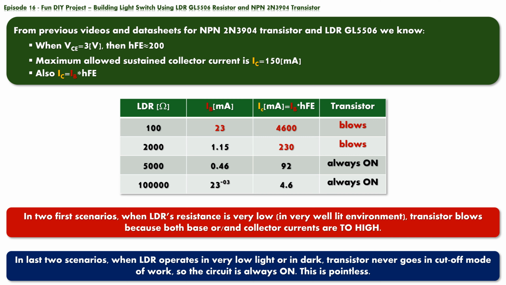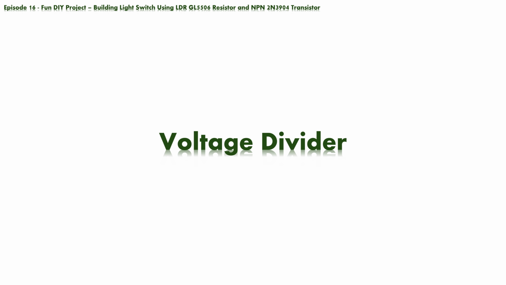In next two cases, when LDR is lit, or in dark, both base and collector current are within safe limits, but this is also a problem. In both modes of work, light or dark, LDR provides enough base current to drive transistor out of cutoff mode of work. So, our transistor is always active, no matter if LDR is in light or dark. It never goes off in cutoff mode of work, so switch is always on. This is pointless. Clearly, we cannot use LDR as base current limiting resistor.